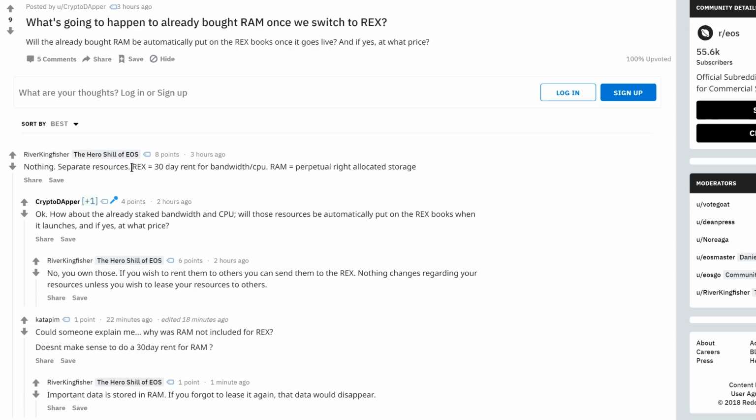Separate resources. Resource exchange is 30-day rent for bandwidth and CPU. RAM is perpetual right to allocated storage. Different markets, different systems, no relation. So then he asks another question. He says, well, how about the already staked bandwidth and CPU? Will those resources be automatically put on the resource exchange books when it launches? And if yes, at what price?